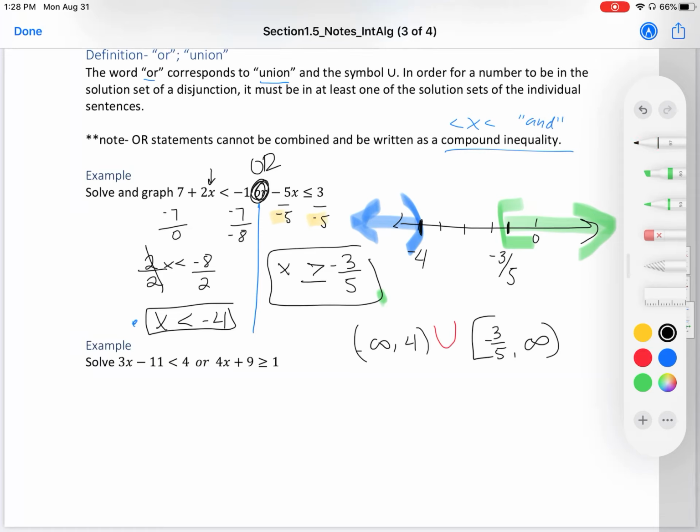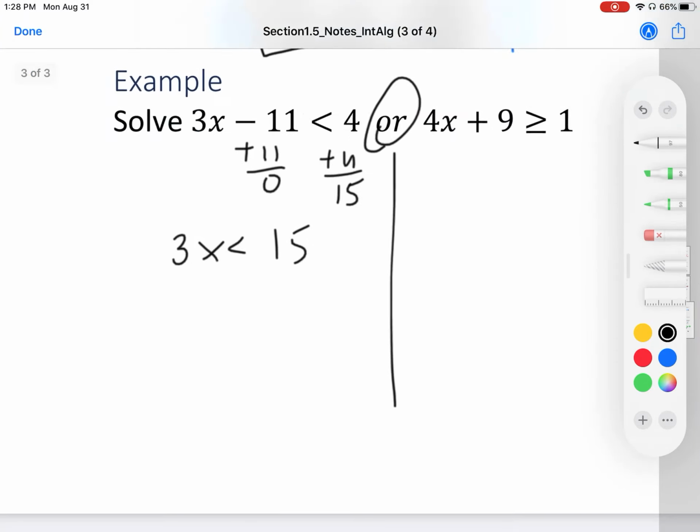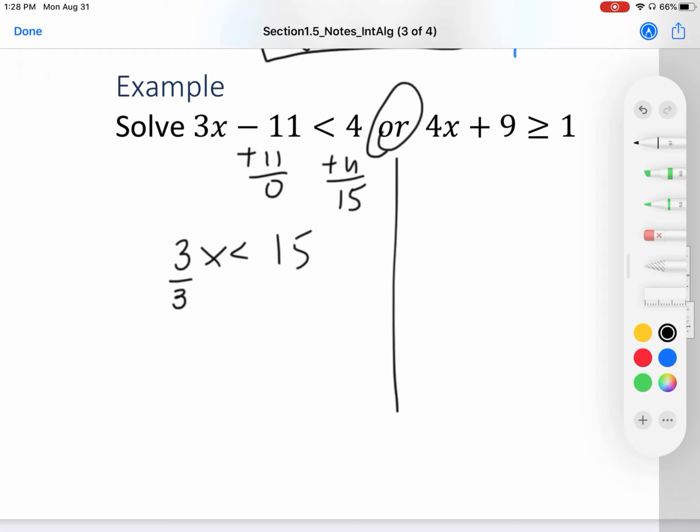Next example, we have another or statement. So our answer is only where, well, actually it's everything that's being graphed. Let's work it out. So plus 11, that gives me 0, plus 11 gives me 15. 3x is less than 15. Divide by 3, divide by 3, that makes 1. X is less than 15 divided by 3, which gives me 5.